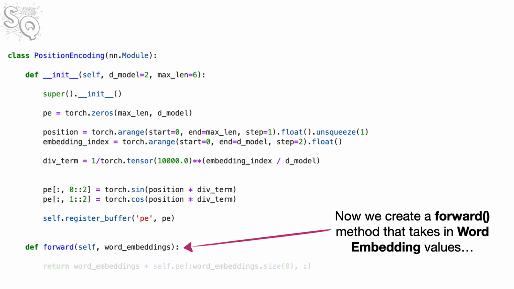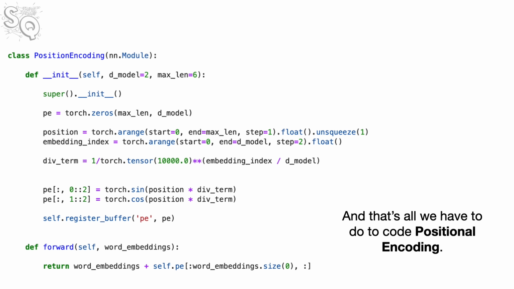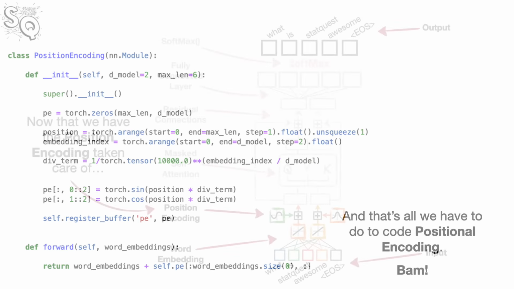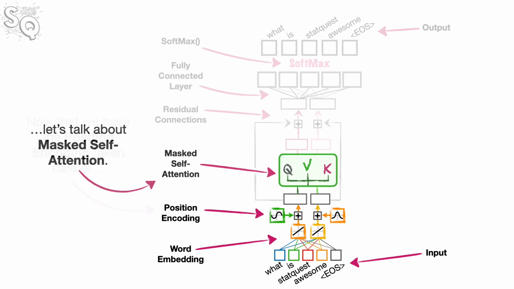Now we create a forward method that takes in word embedding values and adds the position encoding values to the word embedding values. And that's all we have to do to code positional encoding. Bam! Now that we have the position encoding taken care of, let's talk about masked self-attention.